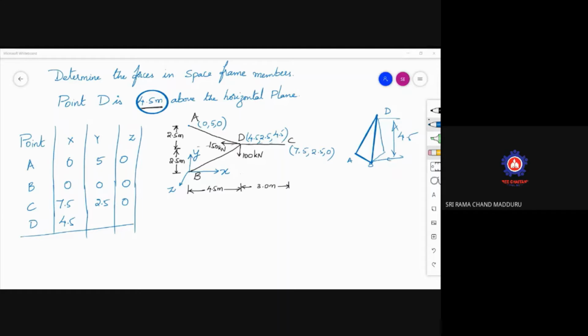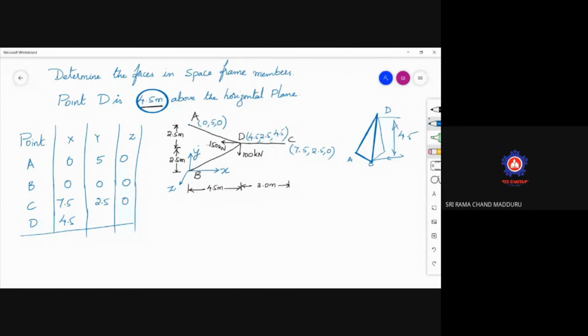Yes, you will respond. The coordinates of this one are 4.5, 2.5, 4.5. Now you got the coordinates. Initially, first fix the origin and give the positive axis, and then you represent the coordinates of A, B, C, and D.